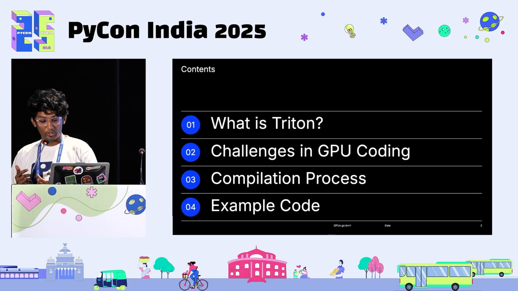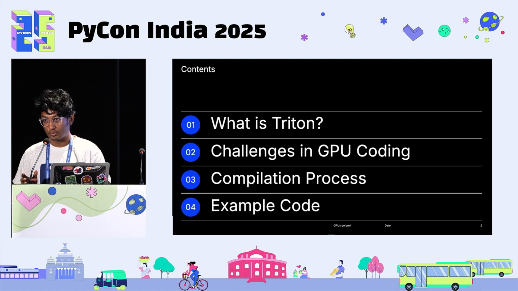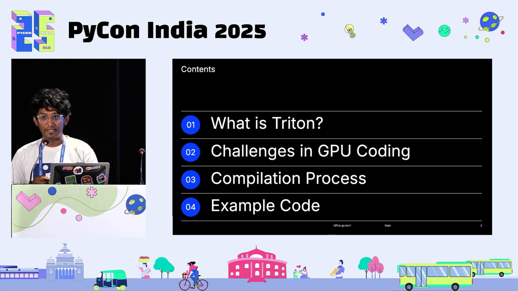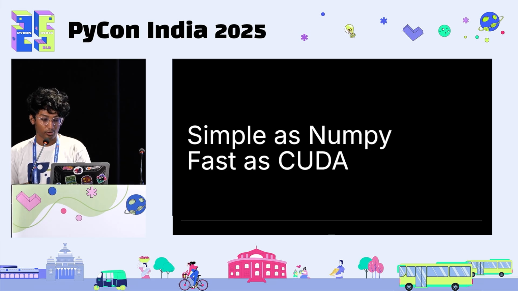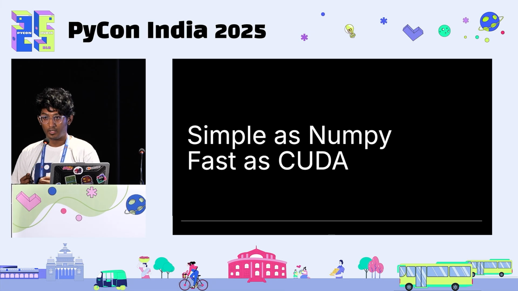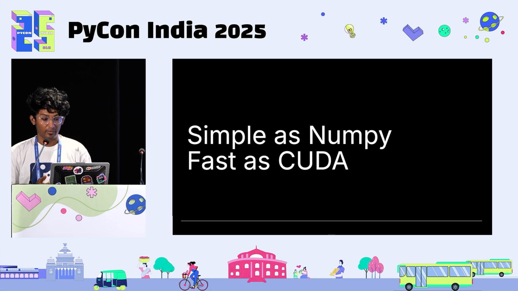So today we'll talk about Triton, the challenges in GPU coding, the compilation process, and some example code. I think, in my opinion, this is a very interesting realm wherein people are again sidelining C++ and going back to Python to develop cool stuff, right? So what do we want? We want something which is as simple as NumPy. That's what a revolution in normal scientific computing was, and as fast as CUDA, right?